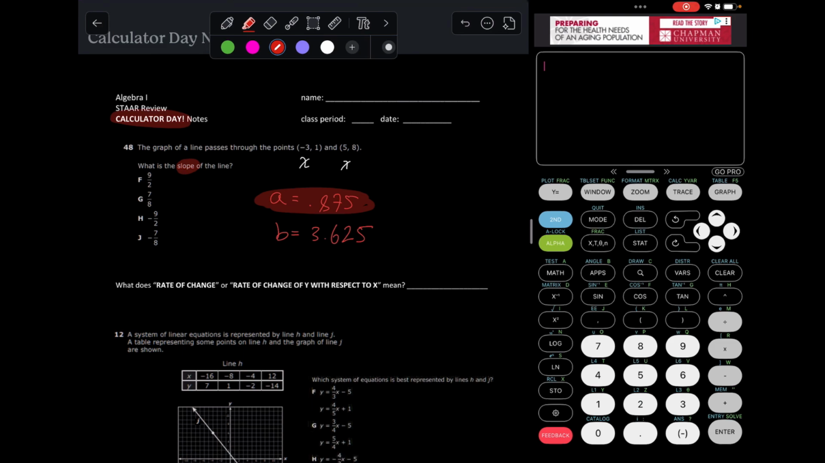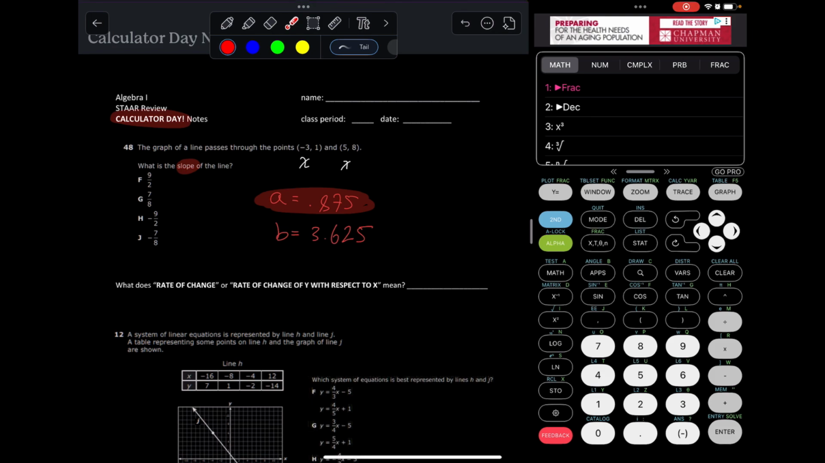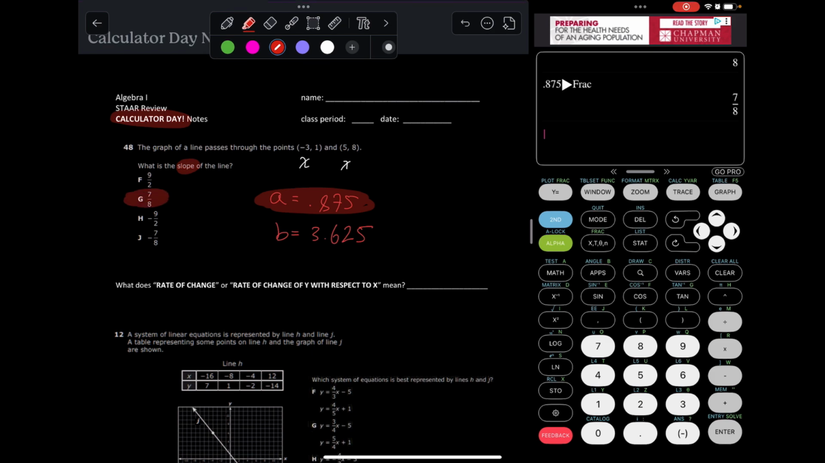9/2, 7/8, -9/2, and -7/8. A bunch of fractions. So, do you guys know how to turn a decimal into a fraction in your calculator? No. Math. You're going to click on math, which is the button right here. This third row. And then since you want it into a fraction, you're going to click on the first option, 1. And that's going to be 7/8. So that means that my answer is going to be 7/8.